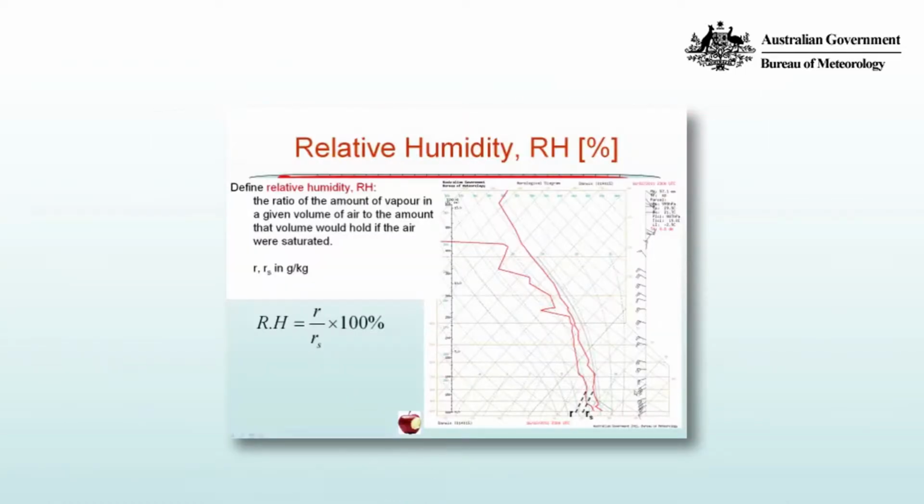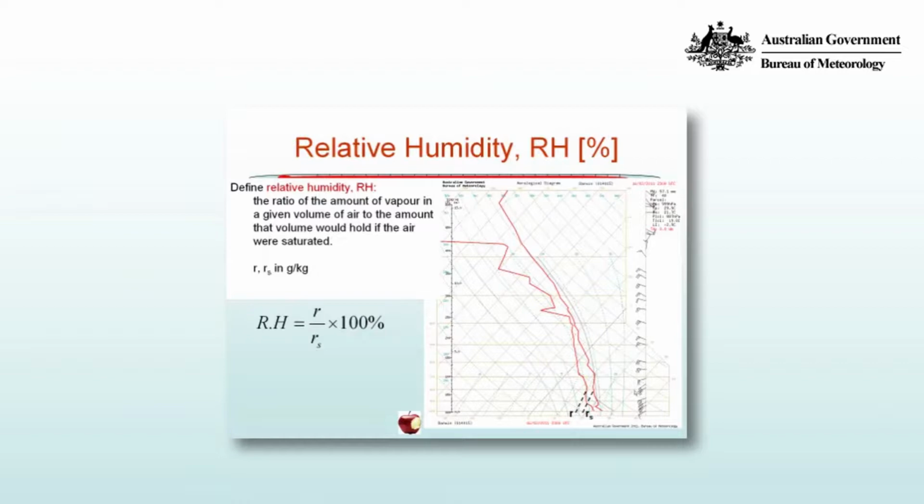Relative humidity. Relative humidity is a fairly familiar concept to most people, and it's a common parameter to calculate in meteorology as a measure of the degree of saturation of an air mass. So let's define relative humidity in percentage as the ratio of the amount of vapor in a given volume of air to the amount that volume would hold if the air were saturated.